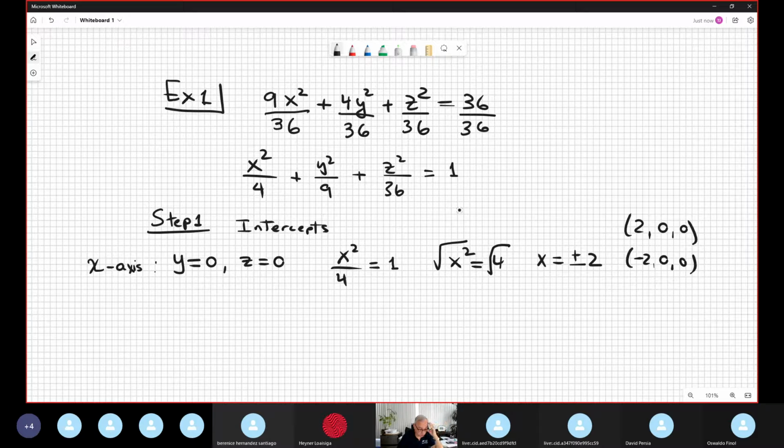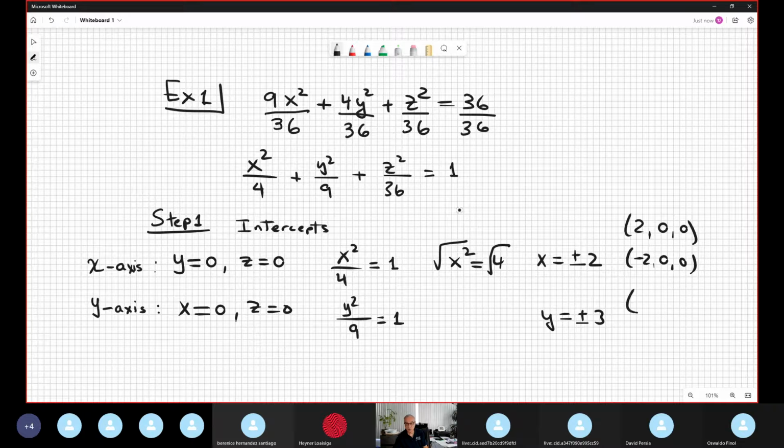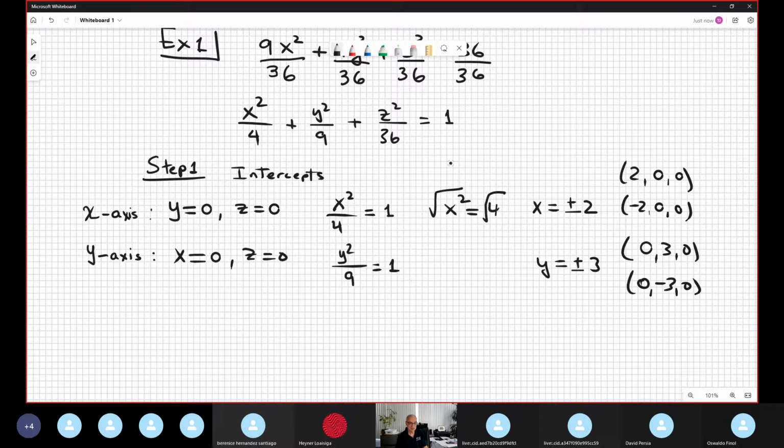Likewise, we are doing the same for, for example, the y-axis. So the other variables are 0: x is 0, and z is 0 again. We only have y squared over 9 equal to 1. I solve the quadratic equation exactly the same way. It's obvious that y is equal to plus or minus 3. And we have two more points, (0, 3, 0) and (0, -3, 0). Everyone follow me or no? Super easy.